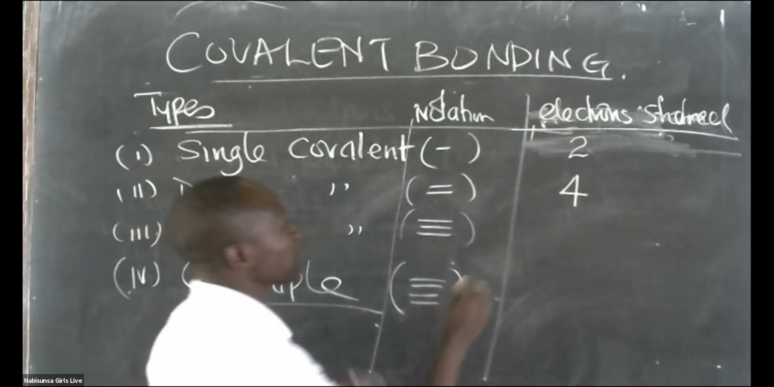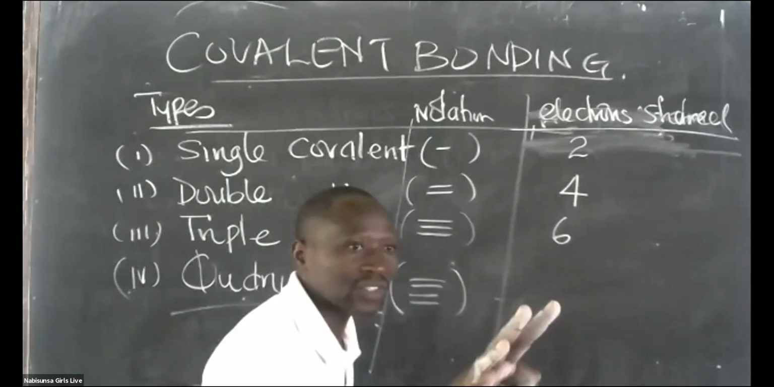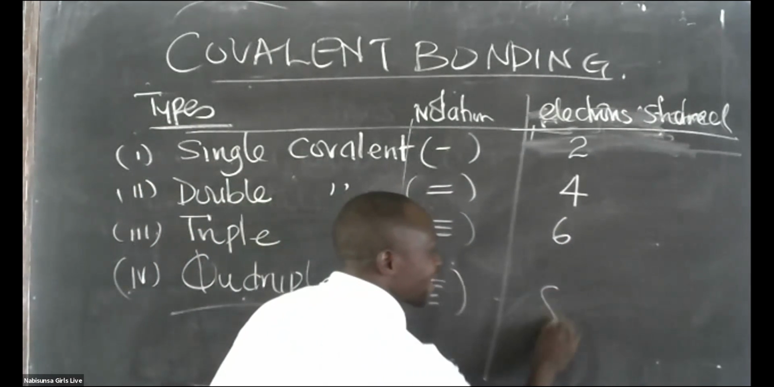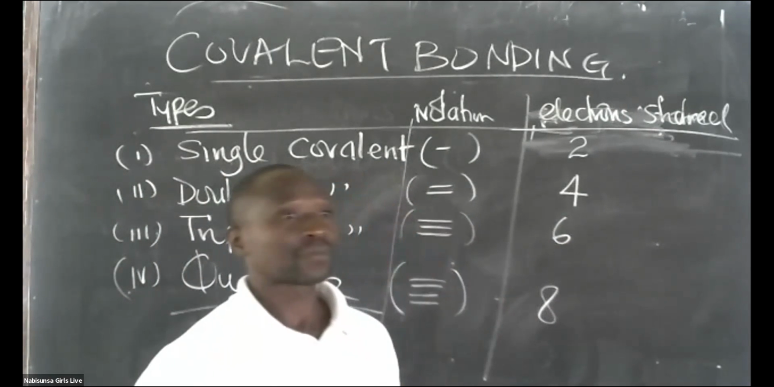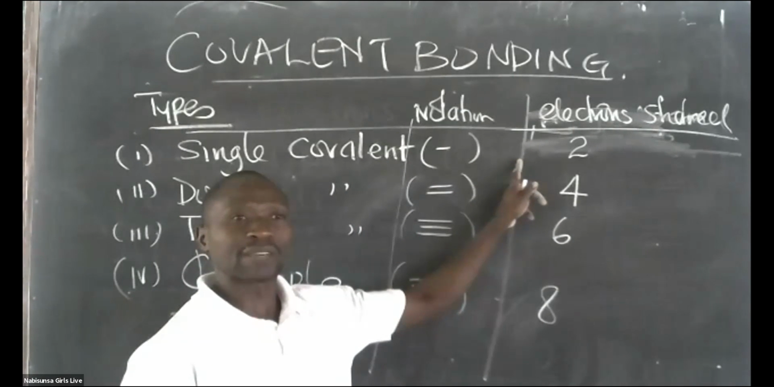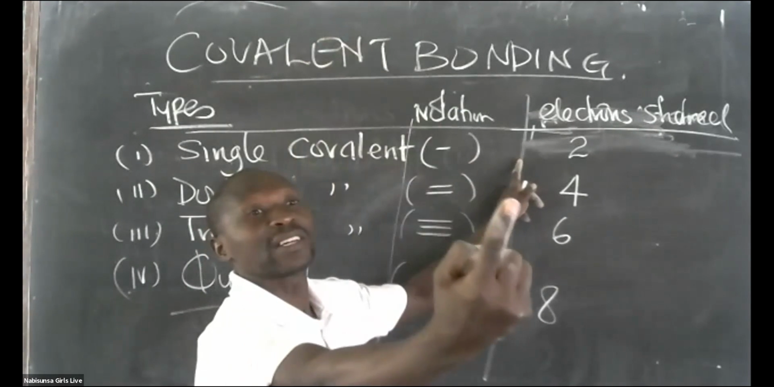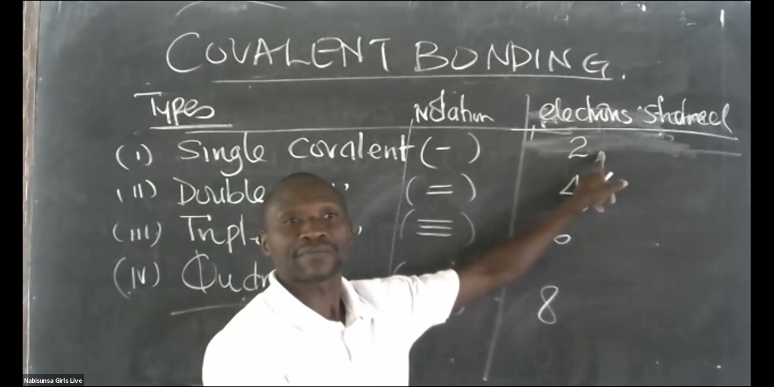Is it triple? Triple means 6 electrons shared, each contributes 3. Quadruple means 8 electrons shared, each contributes 4. Do you see group 7 elements? How many electrons are in the outermost energy level? 7. So they need what? 1, to raise the number to 8. That's why each contributes 1.